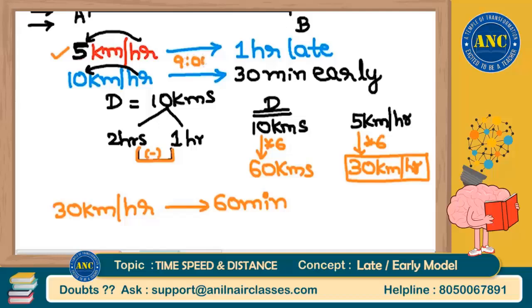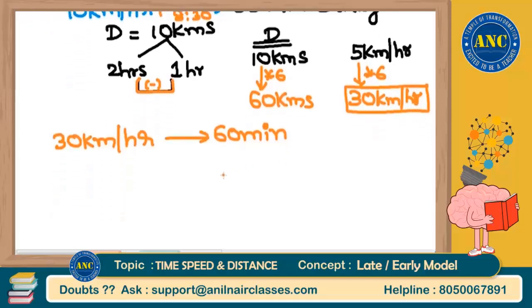If the class is at 9 o'clock, 1 hour late, it will be at 10 o'clock. 30 minutes early, it will be at 8:30. The difference between 8:30 and 10 o'clock is how much? 1.5 hours, which is 90 minutes. 60 minutes is giving you 30 kilometers per hour, or 30 into 2 is 60.